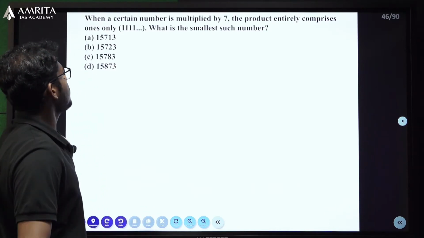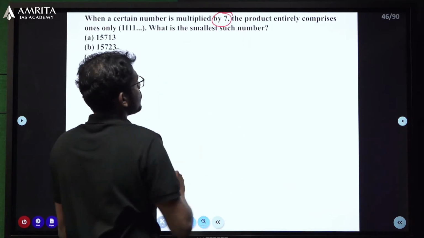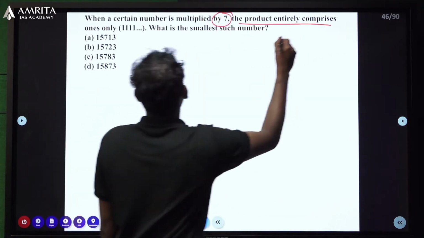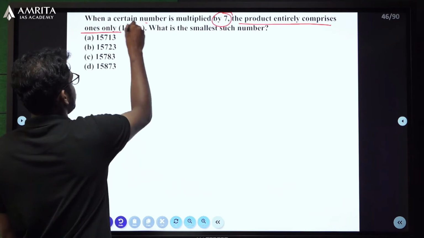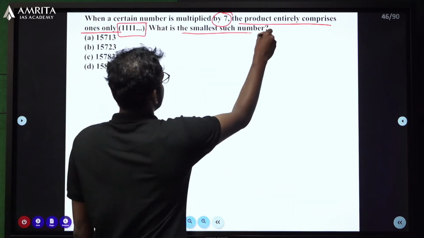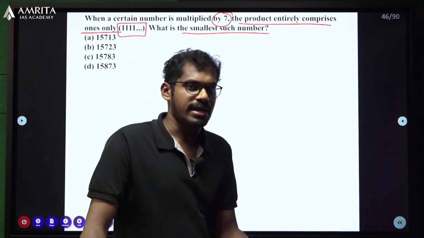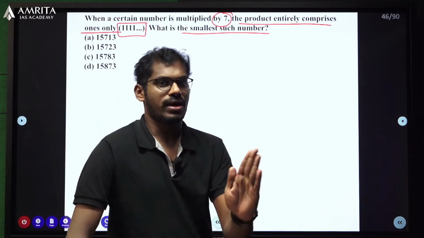Next question. When a certain number is multiplied by 7, the product entirely comprises ones only. That means 1, 1, 1, 1, 1, etc. What is the smallest such number? Okay, so a number is multiplied with 7 and the product comprises only ones.